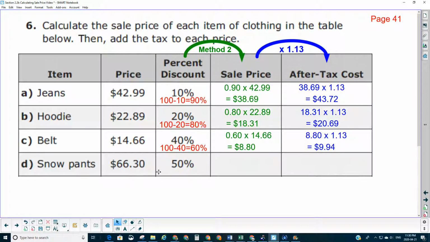And now let's check our snow pants, which is a great deal, 50% off, which is excellent because these are expensive. So 50% off means that we must be paying 50%. We're half off and we're paying the other half. 50% is 0.5 times the cost of the snow pants. And we get $33.15. Multiplied by our tax is times 1.13, and we get a final after-tax cost of $37.46.